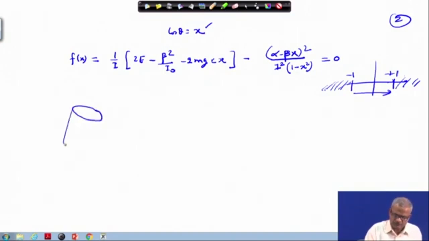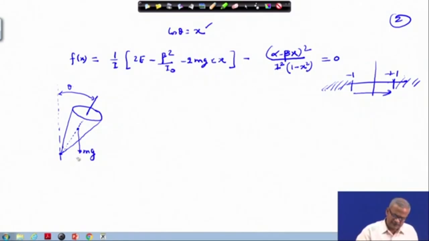So, this is your cone and it is on the ball socket joint. With the vertical, it is making angle theta at any time. Mg is acting downward, and then it is given that the height of the cone is 18 centimeter, and radius, this is 6 centimeter.